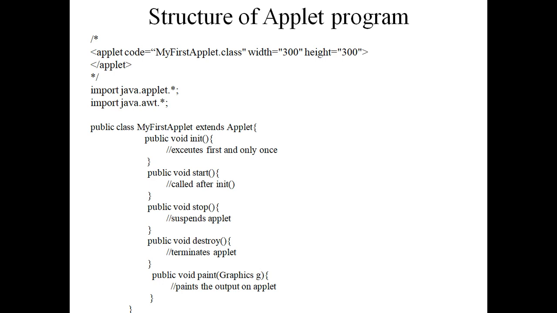When you run this applet program, the output will be seen in a browser window. A browser window will be opened here. Nothing is printed on the screen, though you'll get an applet window with a width of 300 and a height of 300. You can also run this program using appletviewer. First compile the program: javac MyFirstApplet.java. Then run it using appletviewer MyFirstApplet.